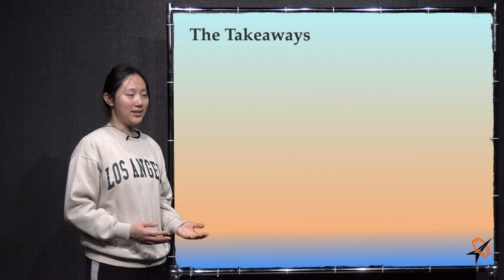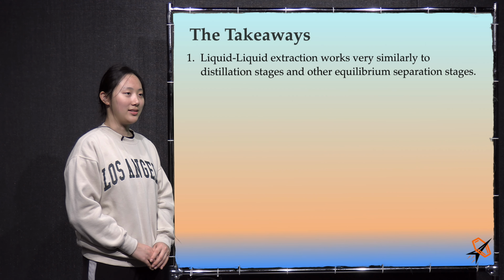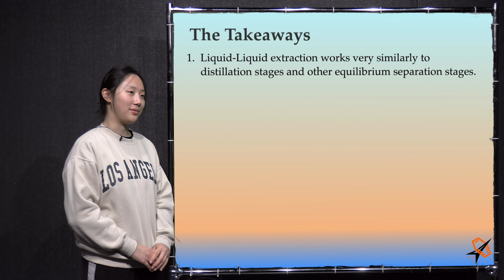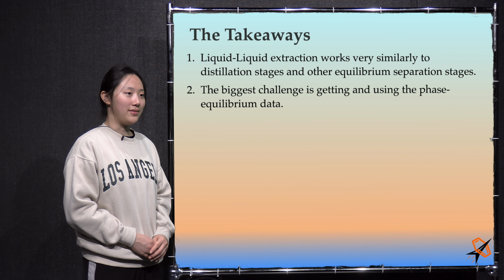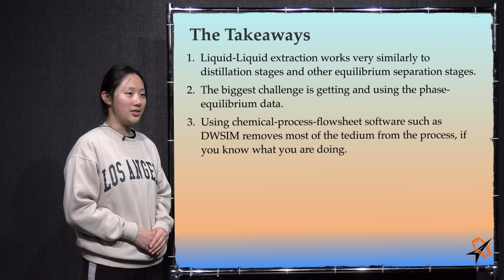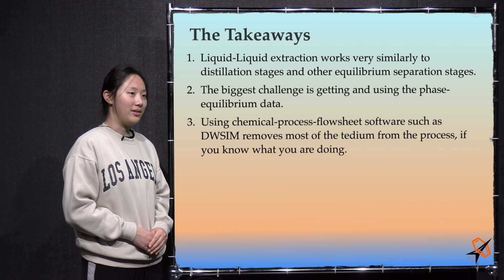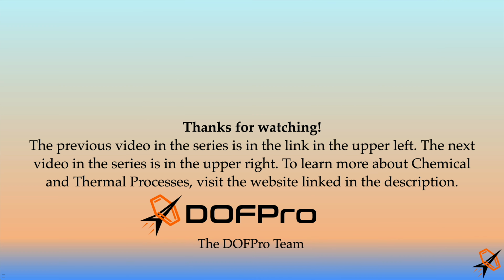The takeaways for this video are: 1. Liquid extraction works very similarly to distillation stages and other equilibrium separation stages. 2. The biggest challenge is getting and using the phase equilibrium data. 3. Using chemical process flowsheet software such as DWSim removes most of the tedium from the process if you know what you're doing.